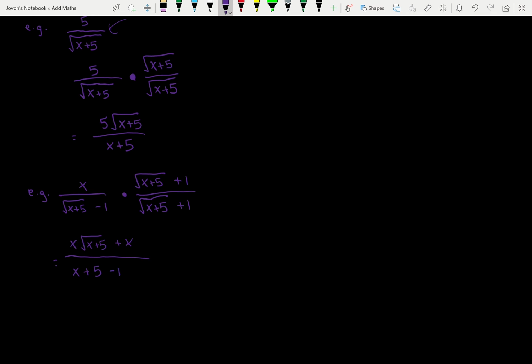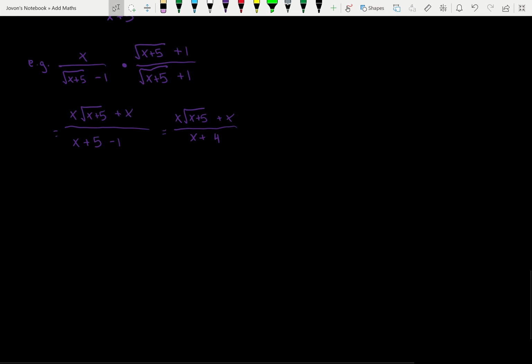minus 1, which is equal to x root x plus 5 plus x all over x plus 4. Okay, and this is the simplified version.